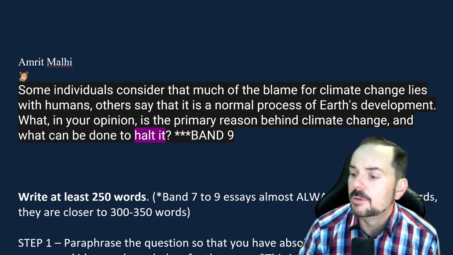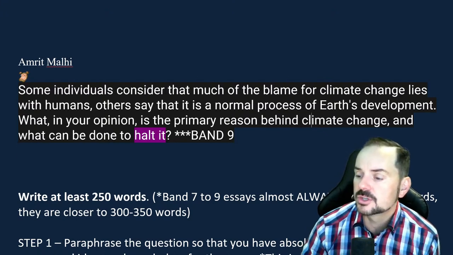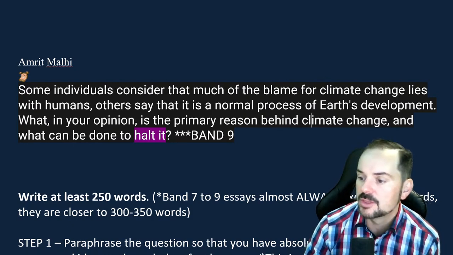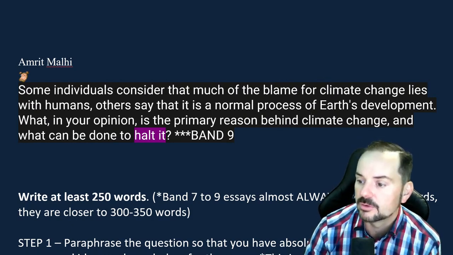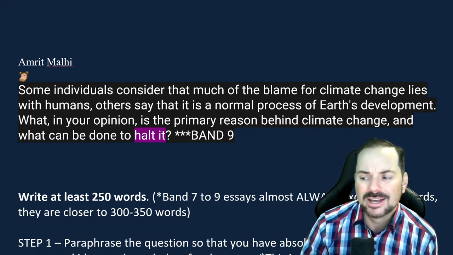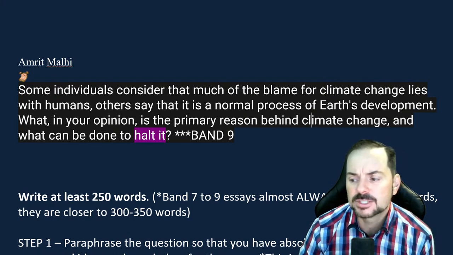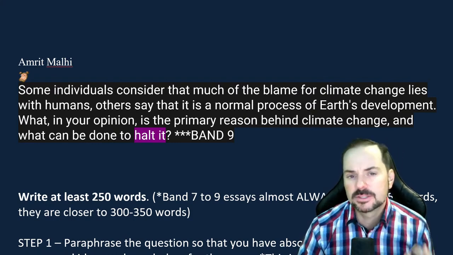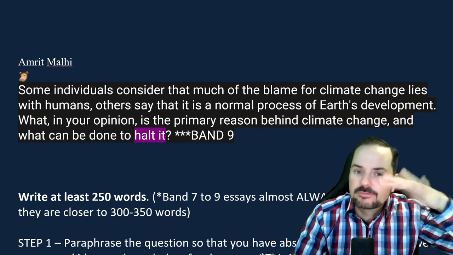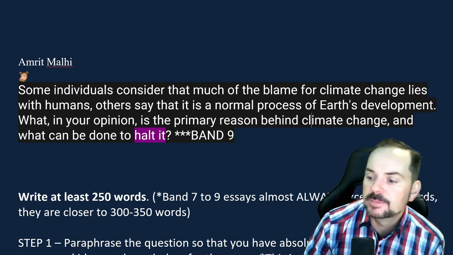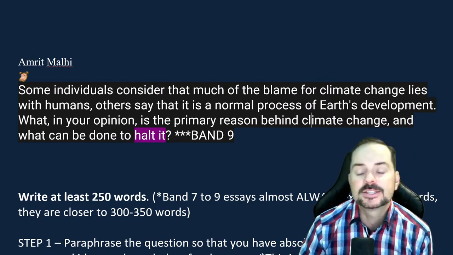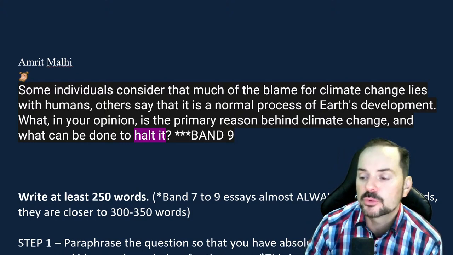All right. Okay, let's take a look. Amra says, certain individuals think that human beings are primarily in charge of climate change, while others deduce it is a biological part of Earth's development. Okay, good. Amra, I'm not sure if it's a biological part, but it's more just a natural part. Biology means the living world. I don't know if it's connected to the living world, but who knows? So it's kind of an iffy paraphrase. What is your opinion about the main reason for climate change, and what actions can be done to decline it? Instead of decline it, Amra, I would say decrease it.